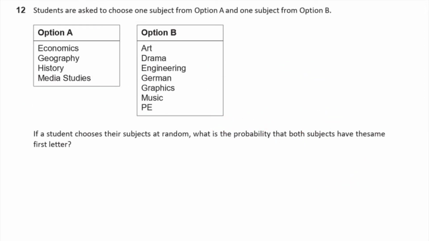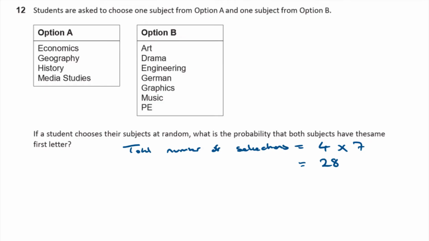Question 12. Students are asked to choose one subject from option A and one subject from option B. If a student chooses their subject at random, what is the probability that both subjects have the same first letter? Let's work out the total number of selections. I've got 4 choices for option A, and 1, 2, 3, 4, 5, 6, 7 choices for option B. So you could pick any from option A and any from option B. So that's 4 times 7. That's 28 different outcomes, so there are 28 different combinations that you can pick.